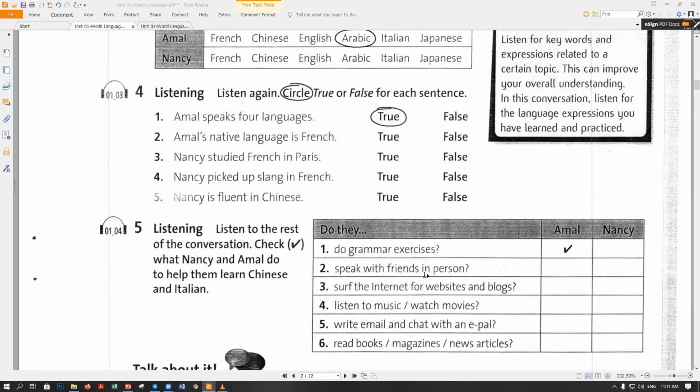Do they speak with friends in person, surf the internet for websites and blogs, listen to music, watch movies, write emails and chat with an e-pal, and read books, magazines or news articles? So now let's listen to the rest of the conversation, listening script 1.4. Okay, so let's start, everyone, with me now.